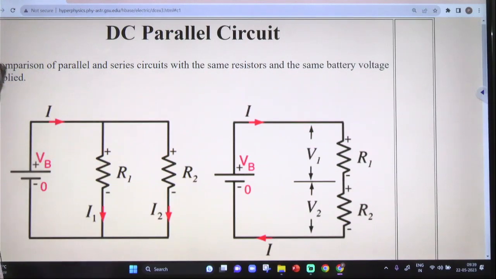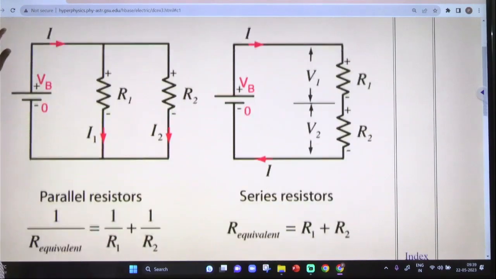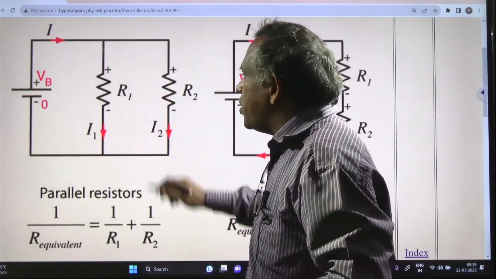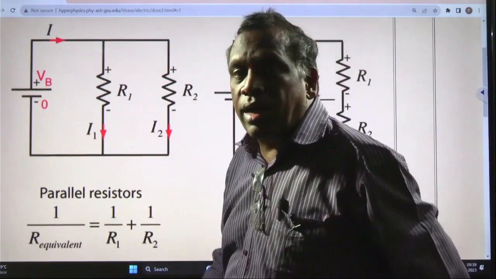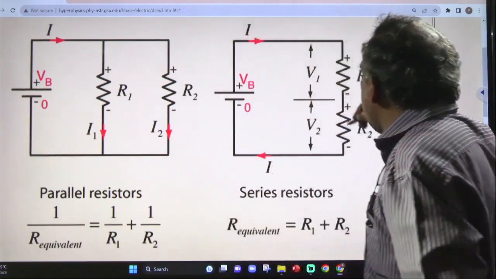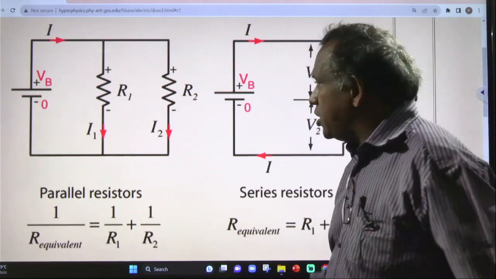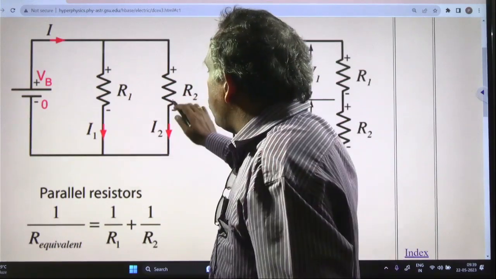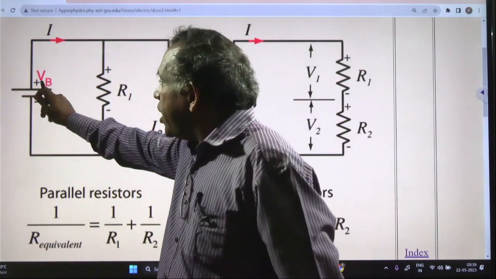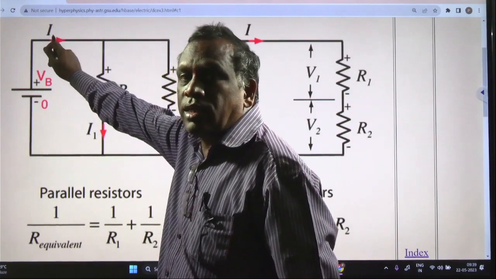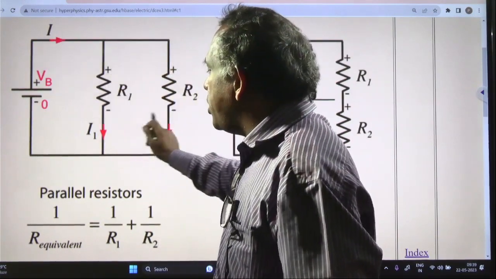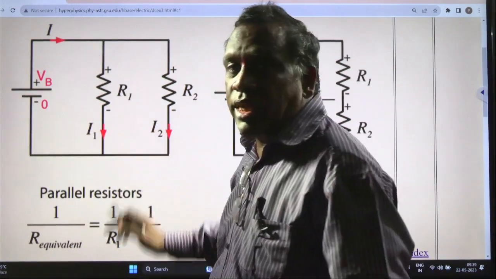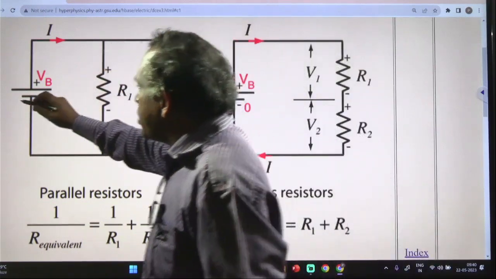If you take the comparison example, in the first circuit R1 and R2 are connected in parallel, but in the second circuit R1 and R2 are connected in series. If you observe carefully, in R1 I1 is the current, in R2 I2 is the current, and the voltage across the battery is VB. I is the total current. The total current I is divided into I1 and I2, so I equals I1 plus I2 in the parallel connection.